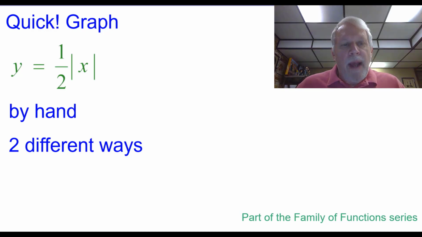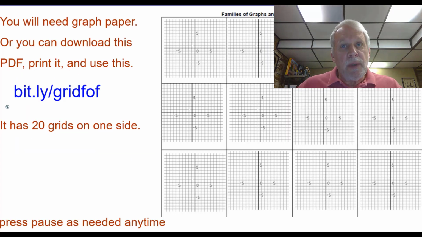Quick, graph y equals 1/2 the absolute value of x by hand 2 different ways. This is part of the family of functions series. You will need graph paper or download this PDF and print it. Press pause as needed anytime.